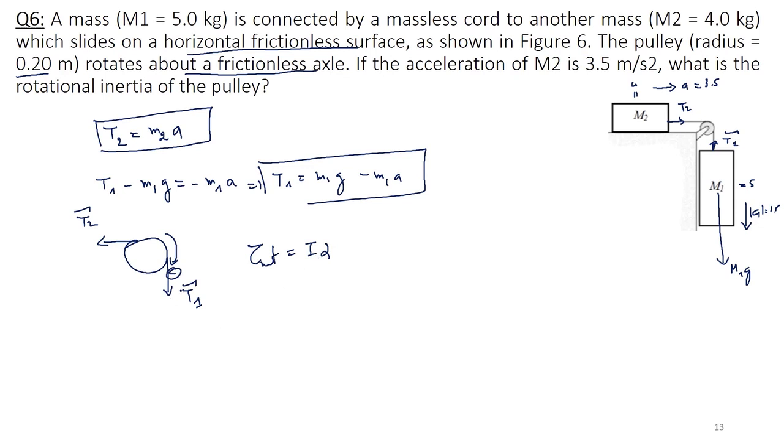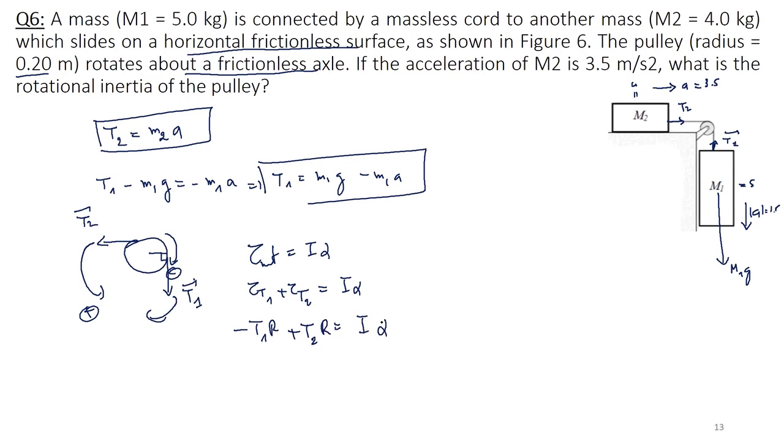So I can say that it will be the torque. So net torque will be torque of T1 plus torque of T2. This is equal to I alpha. What is torque of T1? Torque of T1 is here. So it will be minus T1R. Why minus? Because T1 will make my object rotate in the negative direction. T2 has a tendency to make my object rotate in the positive direction. So I'll have plus T2R. And this is equal to I alpha.